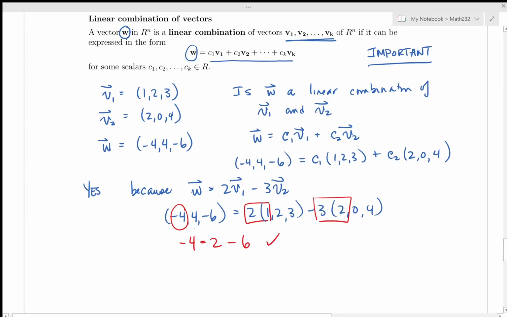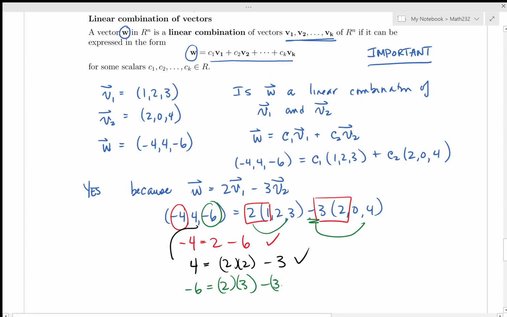I would be checking this 4 here then. 4, is that equal to 2 times 2 minus 3? Yes. And then I would do the last one, checking this term right here. Is -6 equal to 2 times 3 minus 3 times 4? And that is equal to -6.